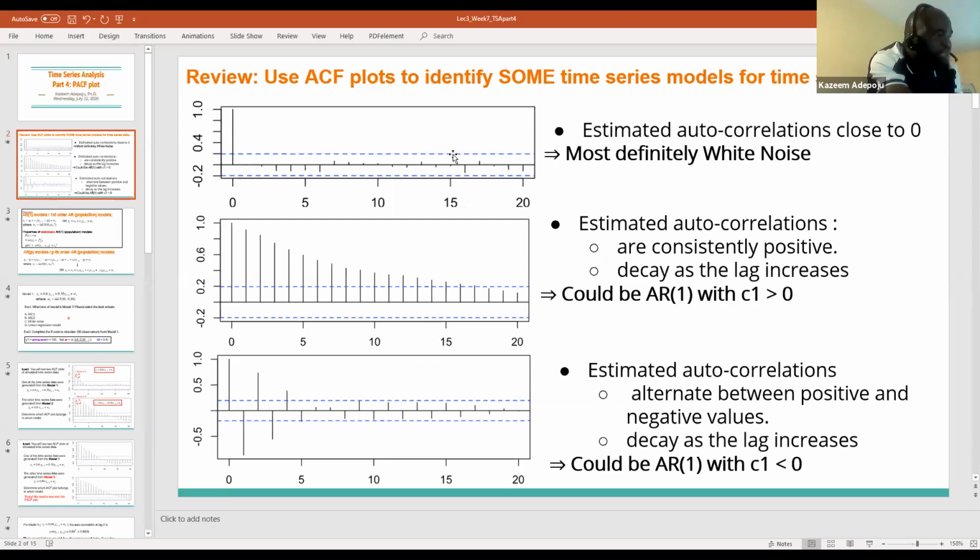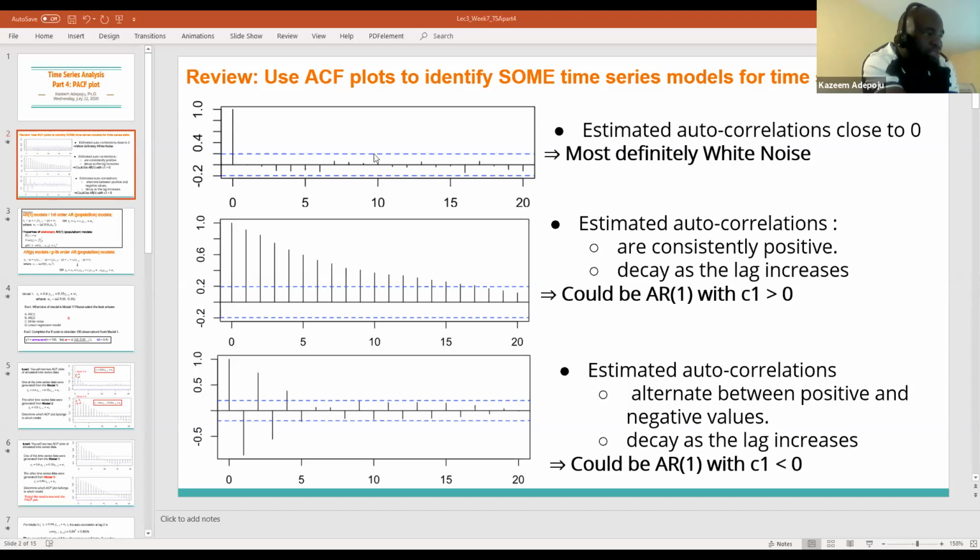And of course, the essence of the ACF plot is for us to be able to identify the appropriate time series model. Now, when you take a look at what I have here, most of the correlations are within the dotted blue lines. Can you see that now? The only one that should be outside is this one, because at lag 0 it's going to be 1. I think you know that.